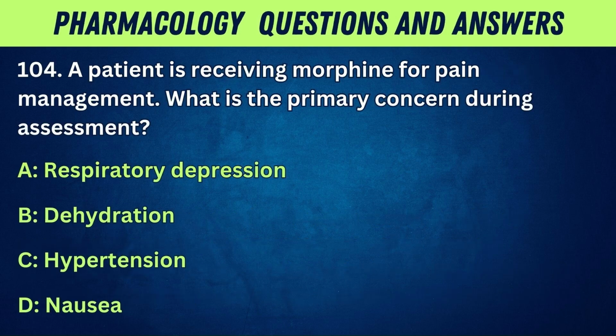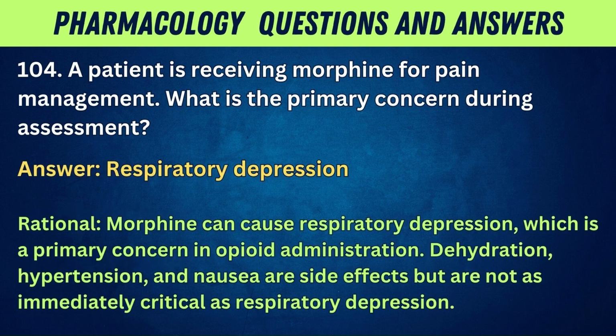104. A patient is receiving morphine for pain management. What is the primary concern during assessment? A. Respiratory depression. B. Dehydration. C. Hypertension. D. Nausea. Answer: respiratory depression. Rationale: Morphine can cause respiratory depression, which is a primary concern in opioid administration. Dehydration, hypertension, and nausea are side effects, but are not as immediately critical as respiratory depression.